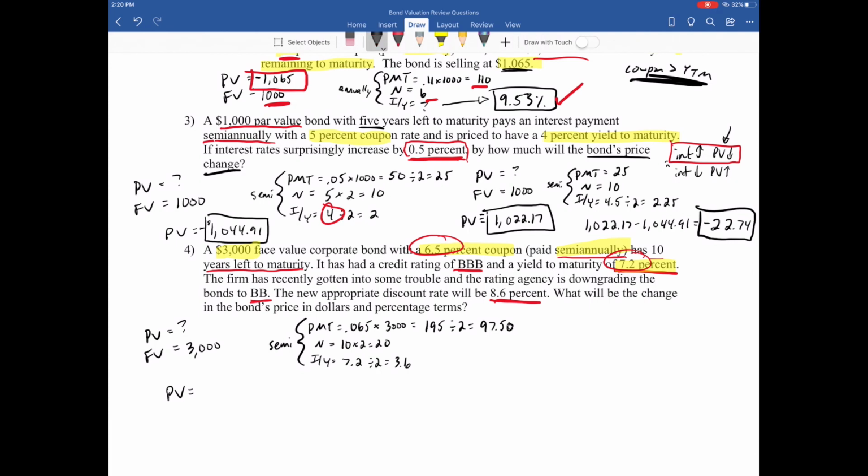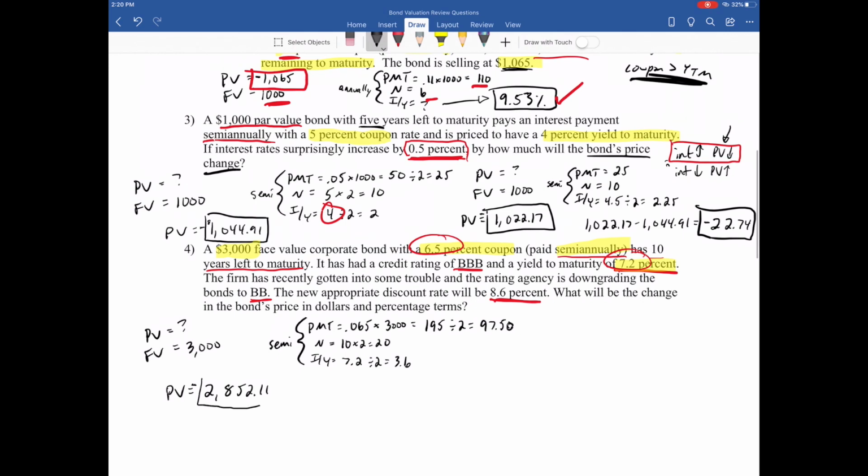So the bond should sell for less than $3,000. When I do my calculations, I do indeed see that the price is $2,852.11. I'll stop mentioning here the negative sign. Once again, we do realize that it will come out as a negative, but that is a positive value.